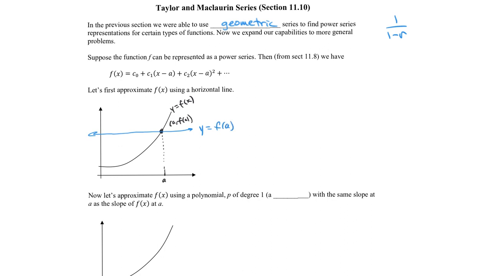And you can see if we're going to use this horizontal line to approximate this curve, it's only going to be good right at that one point. They agree at this point. That point is a, f of a, and the curve y equals f of x and our horizontal line agree there. But as soon as you go away from a, errors develop immediately. So this line is not very good. It's the best we can do with a horizontal line.